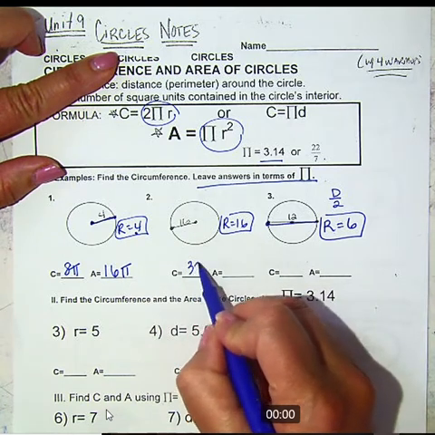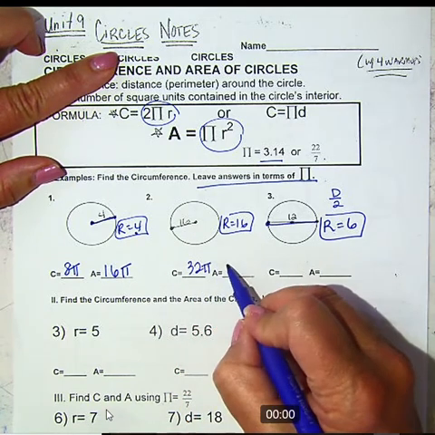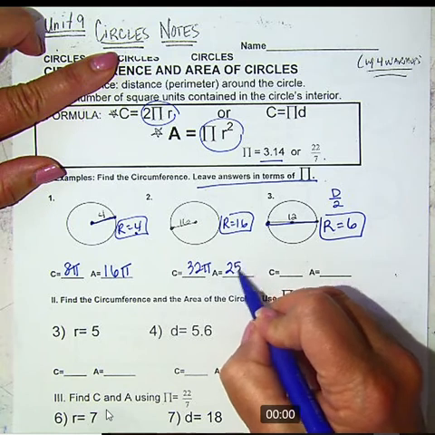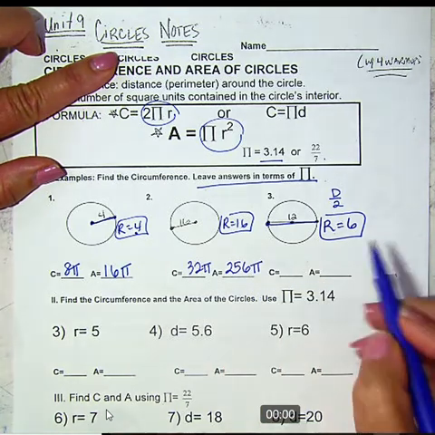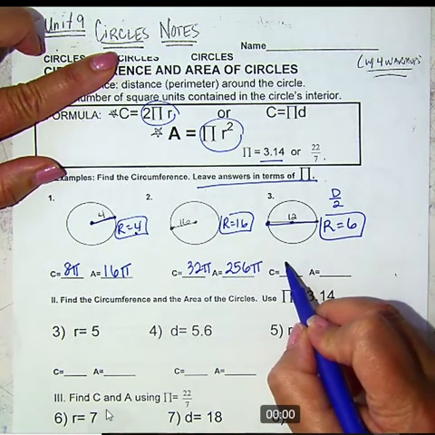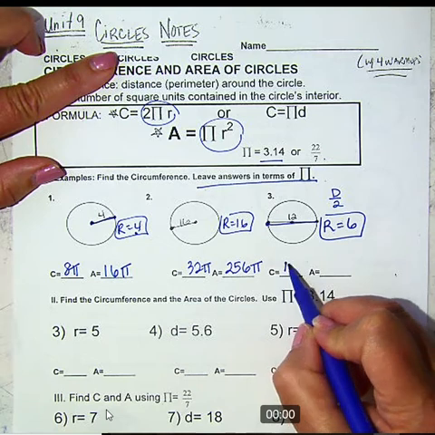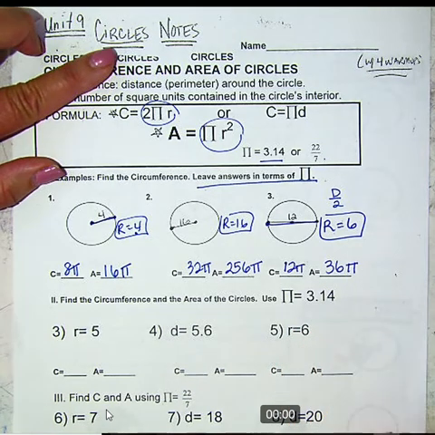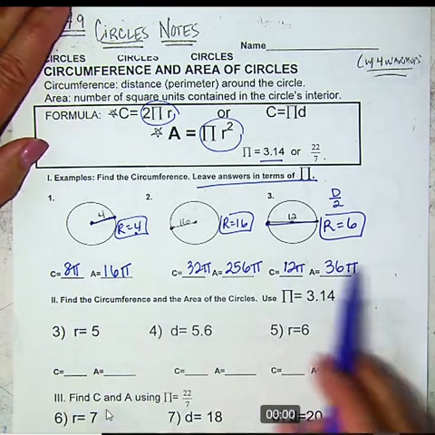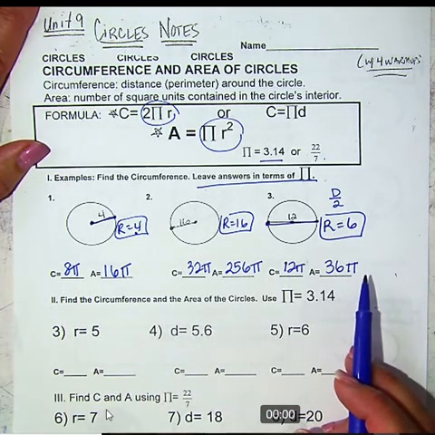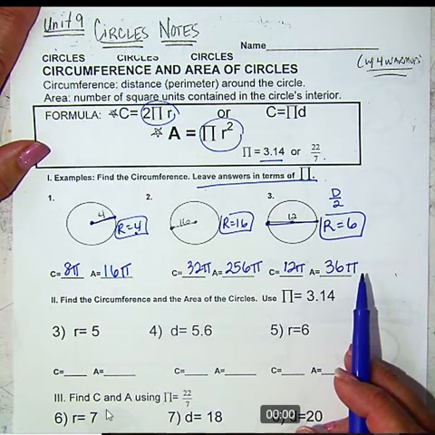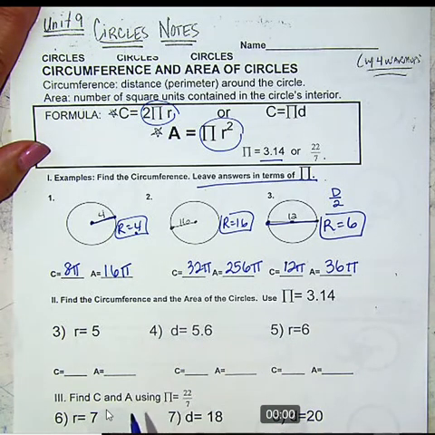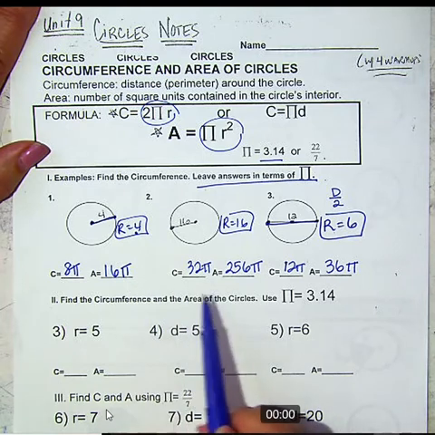16 times 2 is 32 pi. 16 times 16 is 256 pi. And then this one will be 2 times 6, which is 12 pi, and then 6 squared, which is 36 pi. So that's it. This is a review. You learned this probably in 6th grade, 7th grade, 8th grade math, and you may have done a little bit of it in algebra, but I'm not sure. Okay. Find the circumference and the area of a circle.